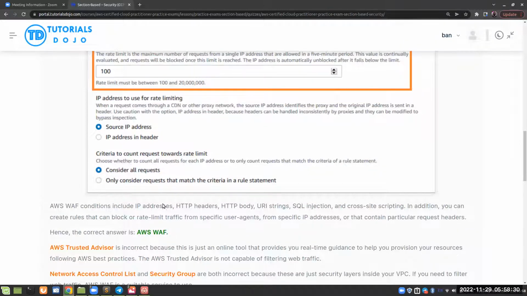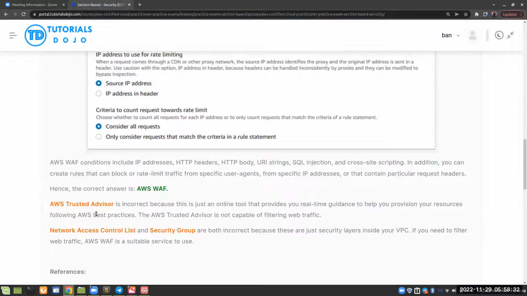But when you talk about Trusted Advisor, it's just an online tool that provides you real-time guidance to help you provision your resources following AWS best practices. It will not help you in filtering web traffic. So make sure that you have this understanding of Trusted Advisor. It's just an online tool that will help you provision resources based on AWS best practices.